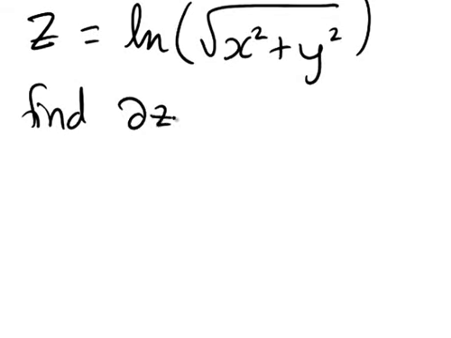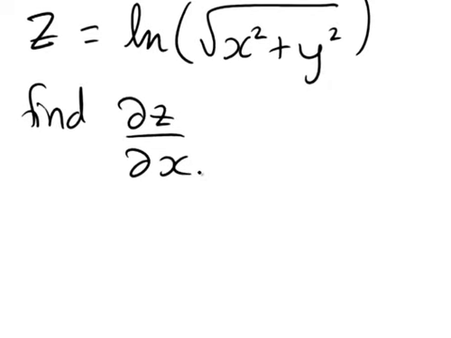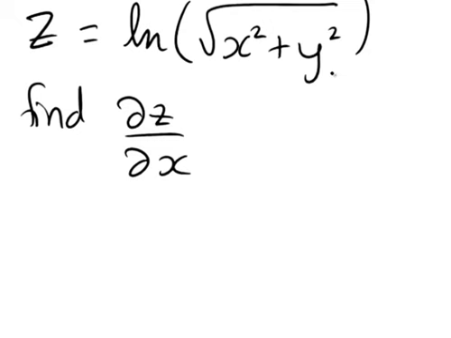So let's now consider an example that just requires a little bit more work. Let's suppose we have z equal to the natural log, ln, of the square root of x squared plus y squared. And let's suppose here we want to find the partial derivative of z with respect to x, or ∂z/∂x. Now this is a little bit more complicated because the ln function is applied to another function, square root of x squared plus y squared.